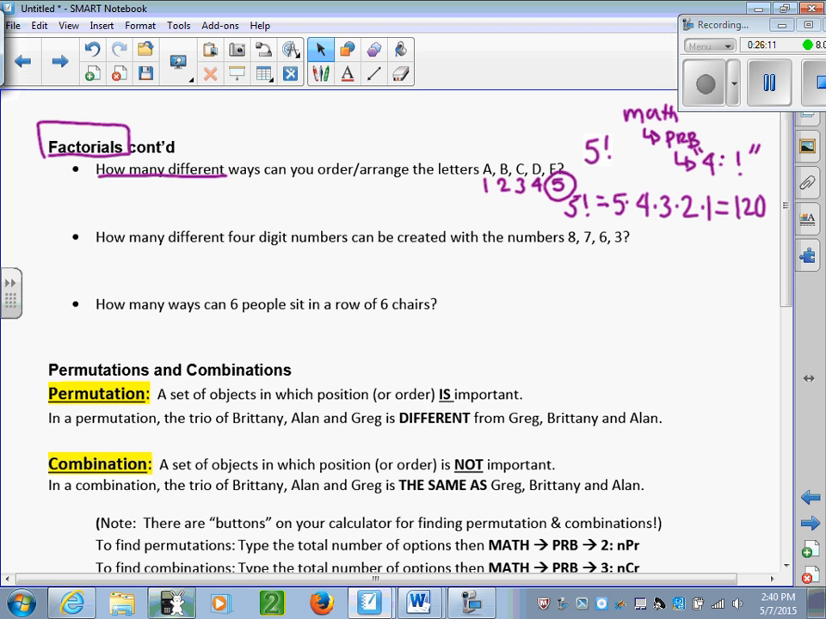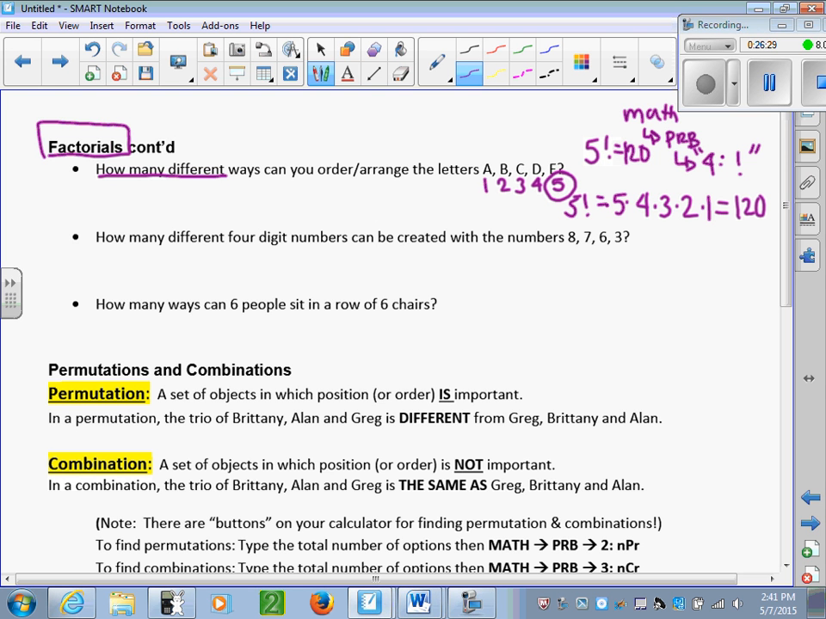Now, when it's only 5 or 6, it's not too hard to do 5 times 4 times 3 times 2 times 1. But when you get up to one like 25 factorial, it's a lot to push in your calculator. You can still do it, but using this little exclamation mark does make it easier.